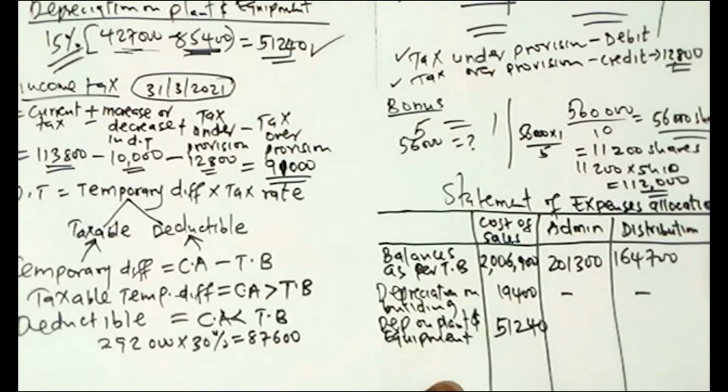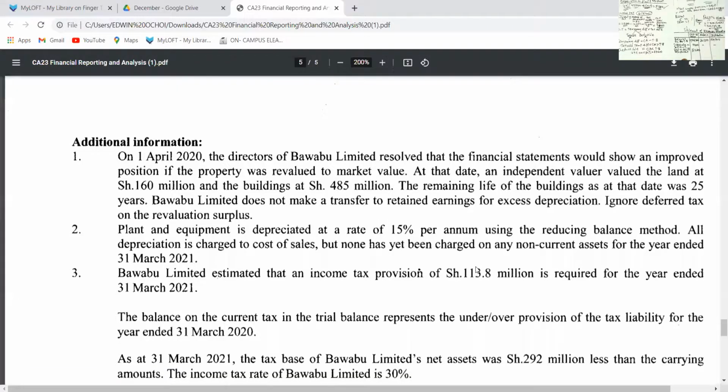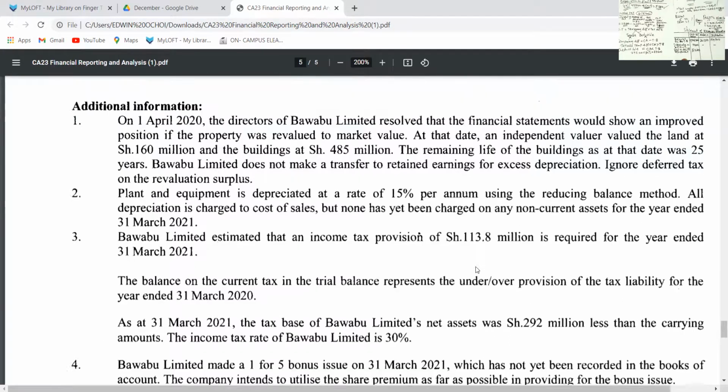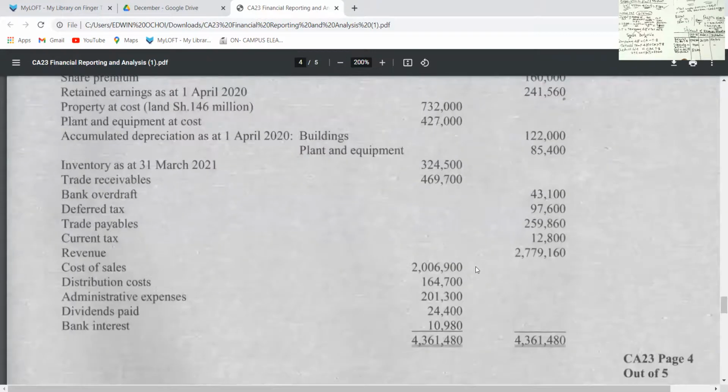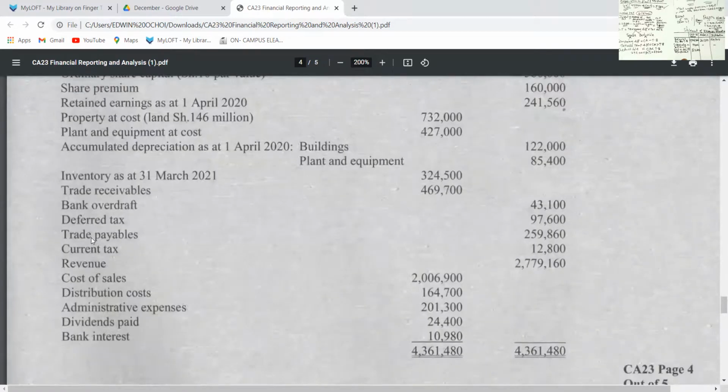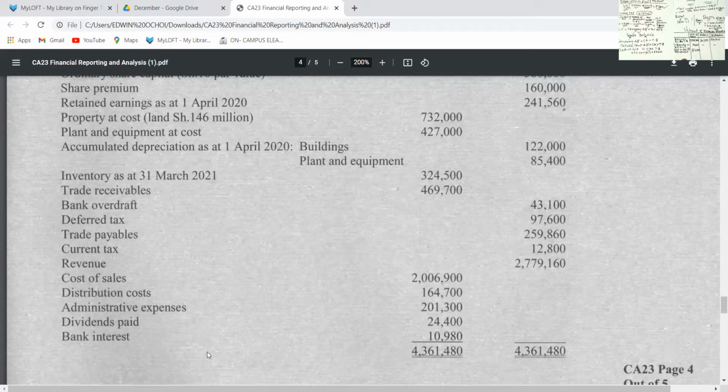Checking if there's another expense to be classified under the functional heads: note 3 was about tax, and note 4 was about bonus. Going back to the trial balance, I can't see another expense, because we have ordinary share premium, retained earnings, property, plant and equipment, accumulated depreciation, inventory, trade receivables, bank overdraft, deferred tax, trade payables, current tax, revenues, cost of sales, distribution cost, admin, dividends paid, and bank interest. The bank interest is a finance cost, so that one will go to finance cost.